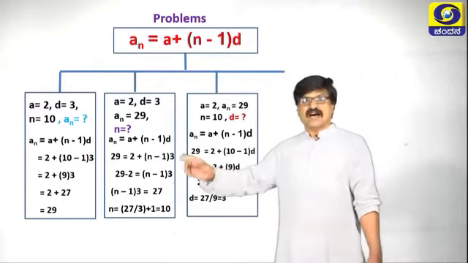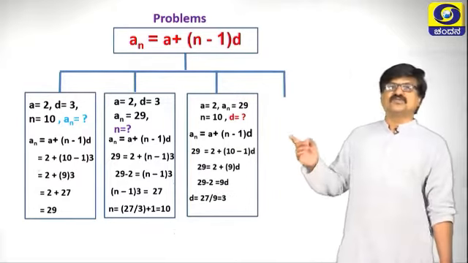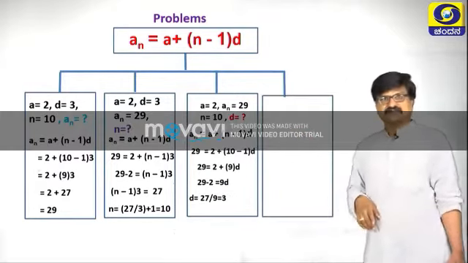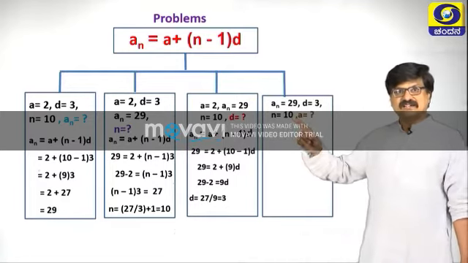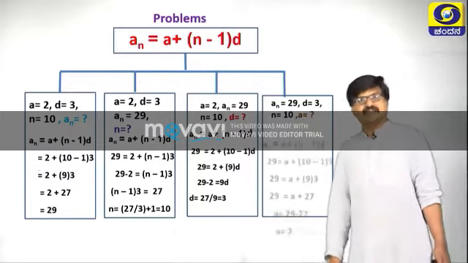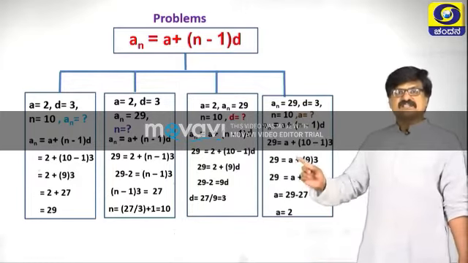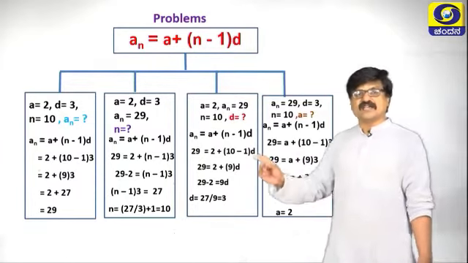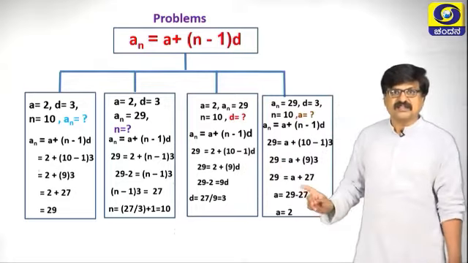See, the last case is how to find the first term. a n is given, d is given, n is given. How to find a? Same formula, substitute, simplify. Again, in this case, we are getting a as 2.